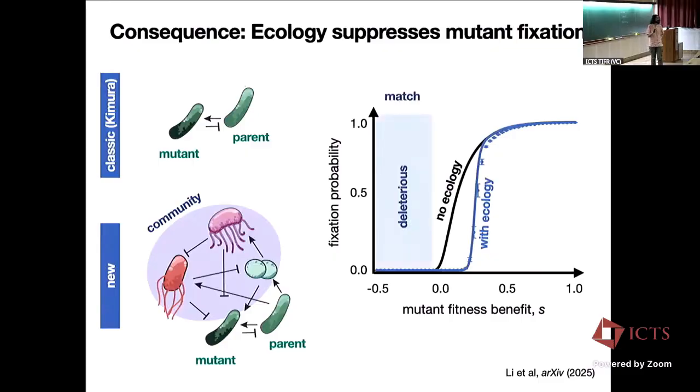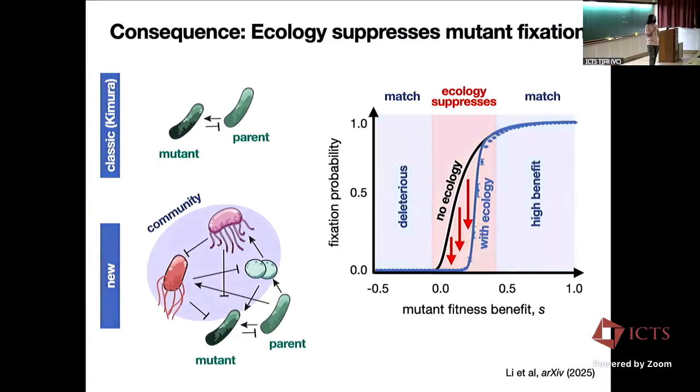So of course, when the mutant is much worse than the parent, when there's a deleterious mutation, the fixation probability is still very low, no magic here. But importantly, even when the mutant's fitness benefit is moderately beneficial, that is anywhere between 0 and 0.5, you see a strong suppression of the fixation probability. And of course, eventually when the mutant becomes very, very fit, you almost always fix.